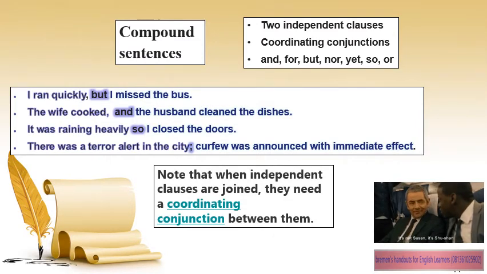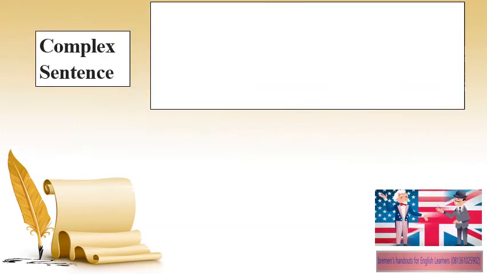Note that when independent clauses are joined, they need a coordinating conjunction, like but, and, so, or semicolons, as mentioned and used in the box. Two independent clauses, like I ran quickly, the wife cooked, it was raining heavily, there was a terror alert in the city, and on the other sides, I missed the bus, the husband cleaned the dishes, I closed the doors, curfew was announced with immediate effect. They are all independent clauses.